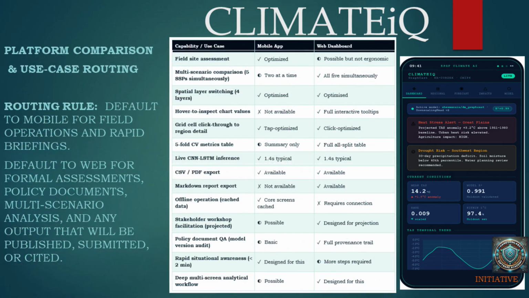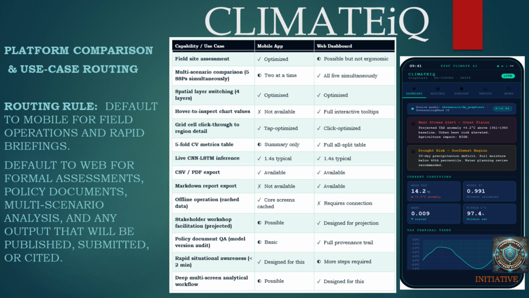So let's go now to the platform comparison using the case scenarios, use case routing. Now you can see 3 columns here: the capability, the use case, the mobile app, and the web dashboard. You can see that the web dashboard has much more features than the mobile app. All right. So then the model, how the model is actually tuned to this operation, to the live use of this application, is also indicated on this table.